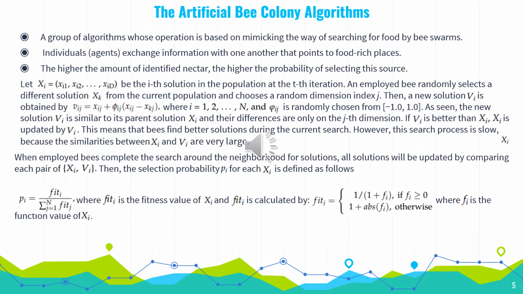When employed bees complete the search around the neighborhood for solutions, our solutions will be updated by comparing each pair of xi and vi. Then the selection probability pi for each xi is defined as in the following formulas.